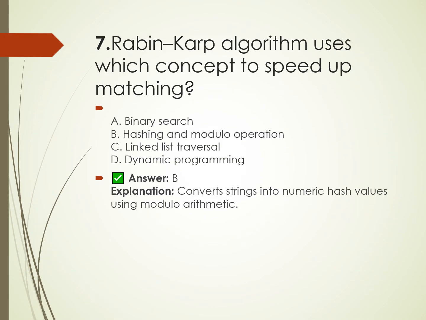Rabin-Karp algorithm uses which concept to speed up matching? A. Binary search. B. Hashing and modulo operation. C. Linked list traversal. D. Dynamic programming. Correct answer is B. Hashing and modulo operation converts string into numerical hash values using modular arithmetic.